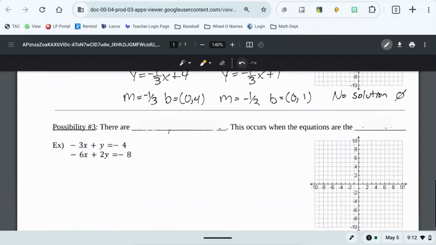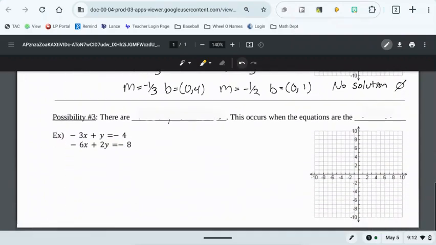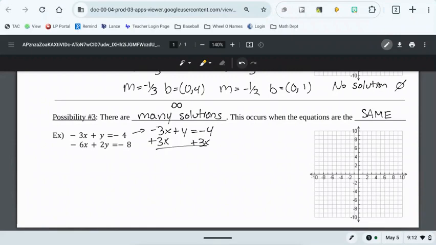All right, down to our last situation, 3 of 3. There are many solutions for this. This occurs when the equations are the exact same. -3x plus y equals -4. Add 3x to both sides. We get 3x minus 4. That one's done. Y is now by itself. Slope 3, y-intercept 0, -4.